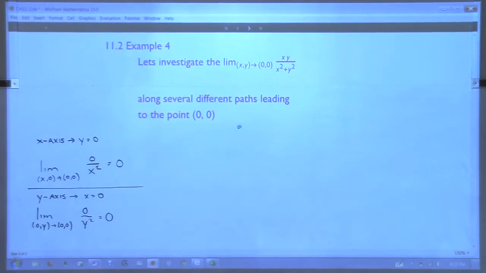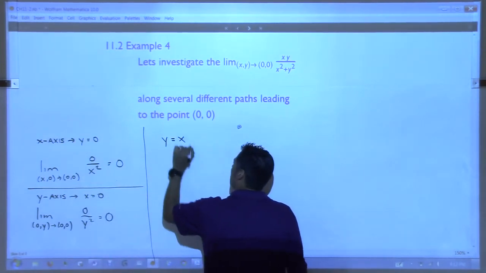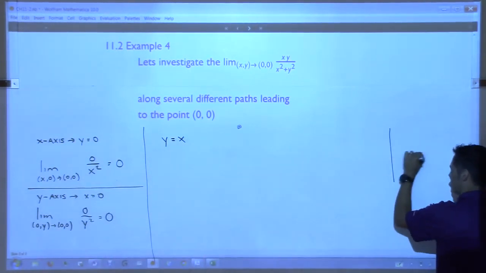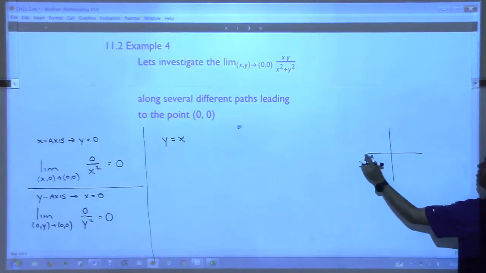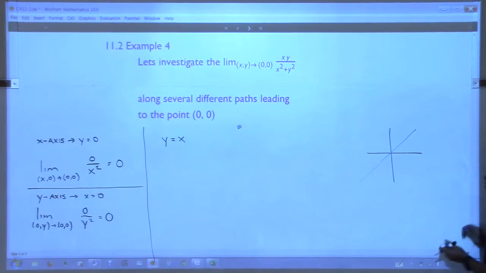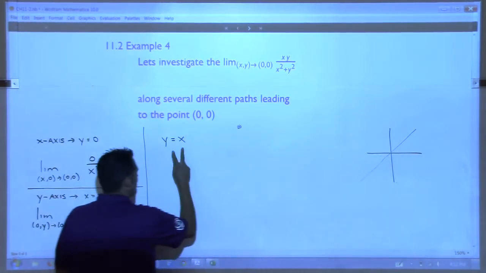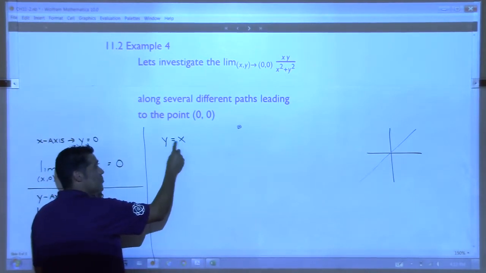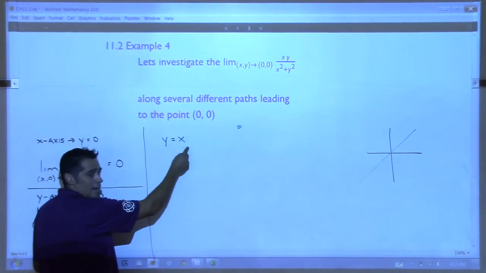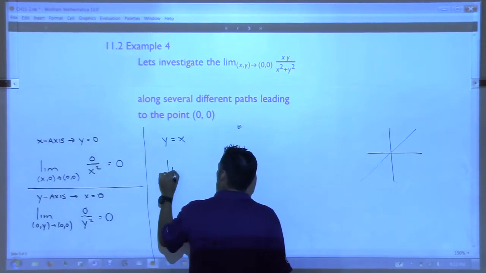What do you want? Any path you want that goes to the origin. Y equals x. I like that one. Now remember, visually we've come in along the x and the y, and now we're coming in along the diagonal. Okay, so let's try that one. You can look at this two ways. I'm going to replace every x with y, or I'm going to replace every y with x. It's your choice. So I'll do every y with x.